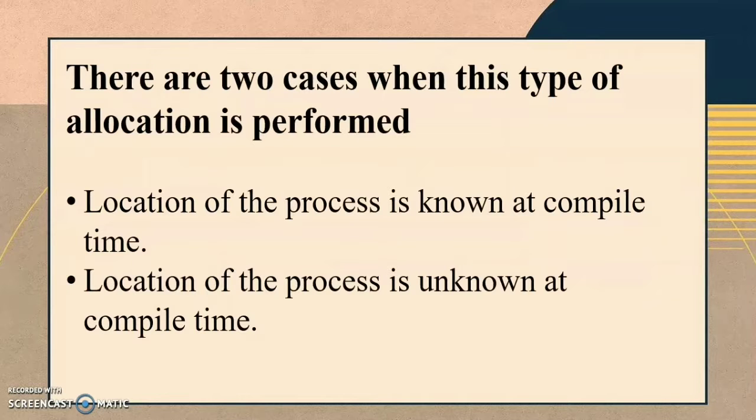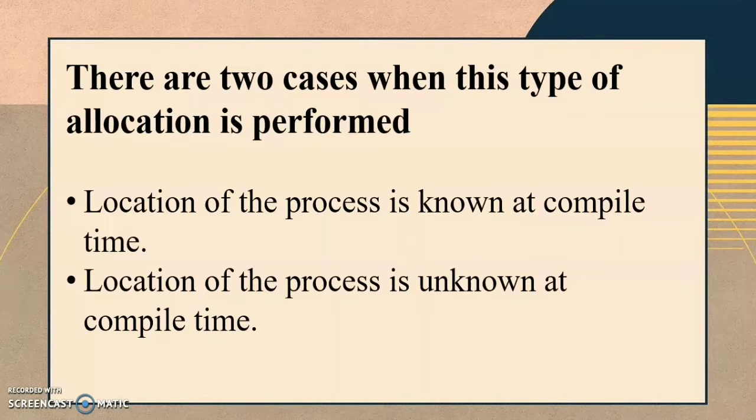There are two cases when this type of allocation is performed. First, allocation of the process is known at compile time. The compiler generates an absolute code for the process, and if the allocation of the process needs to be changed, the memory code must be recompiled.